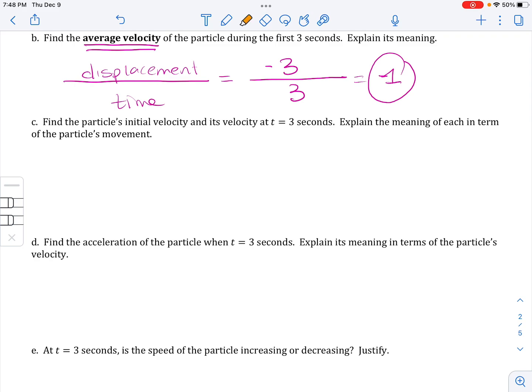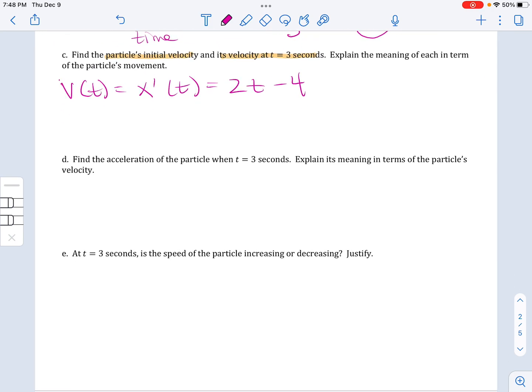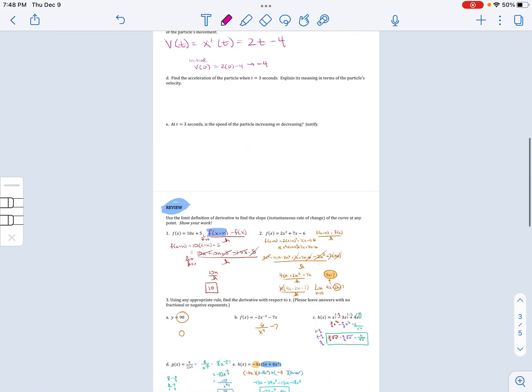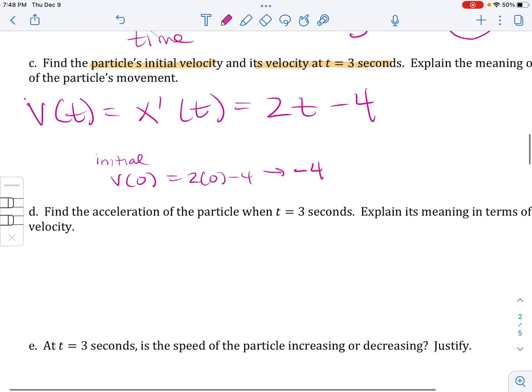All right, find the particle's initial velocity and its velocity at 3 seconds. That one's easy. We take the velocity, which is the derivative of the position, and I'm going to use my shortcut: 2t minus 4. So there's my equation. The initial velocity, initial means 0. So if I replace t with 0, I get 2 times 0, which is -4. Negative 4 feet per second.